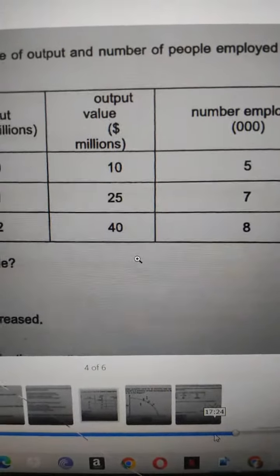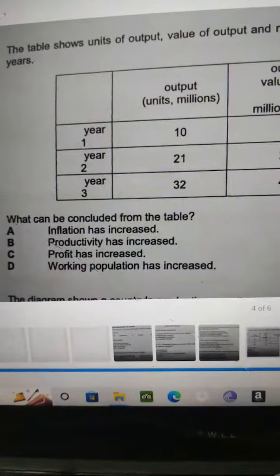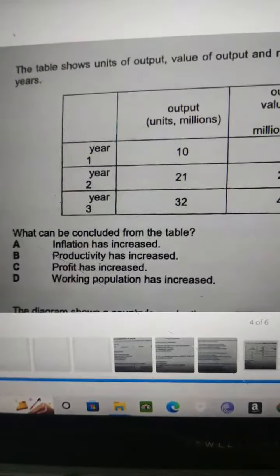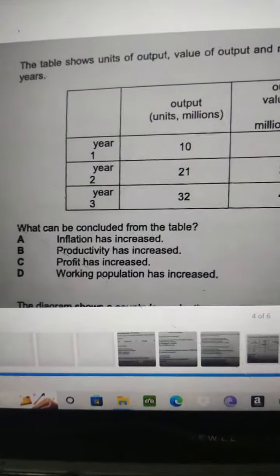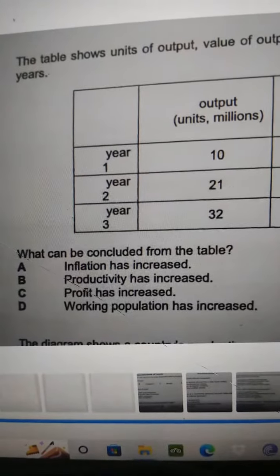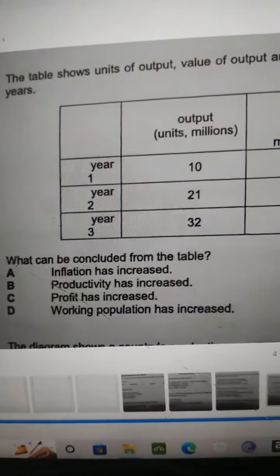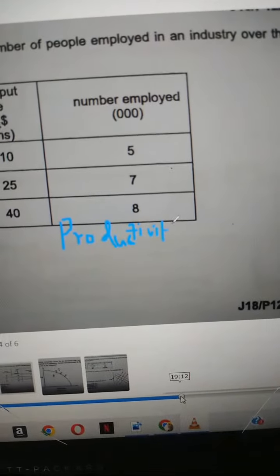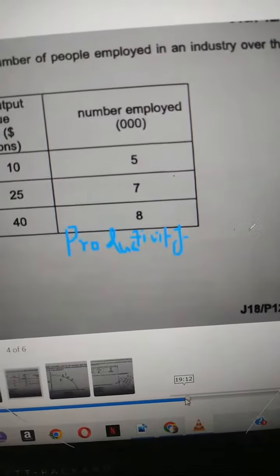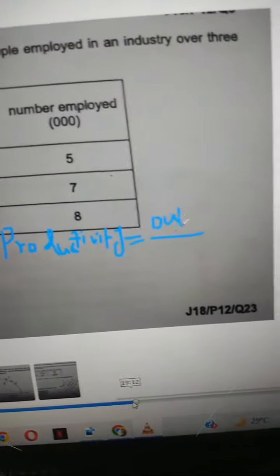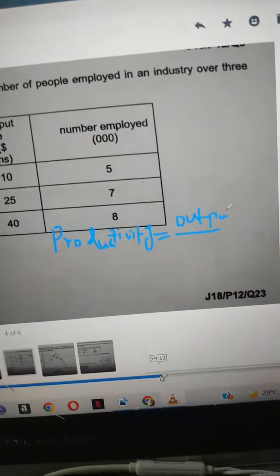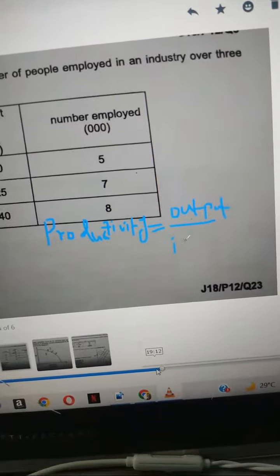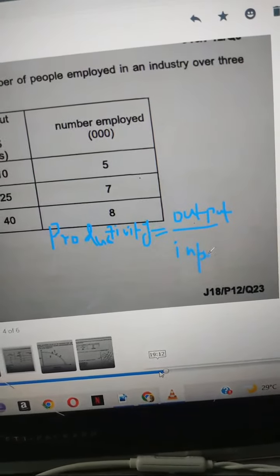Now this table is there, and the first one, inflation has increased, cannot be the answer. Why? Because the prices are not given over here. So how do we say that the inflation has increased? Productivity has increased. For productivity, what two things are required? Can anyone answer? Output produced divided by the input. Now productivity can be calculated.